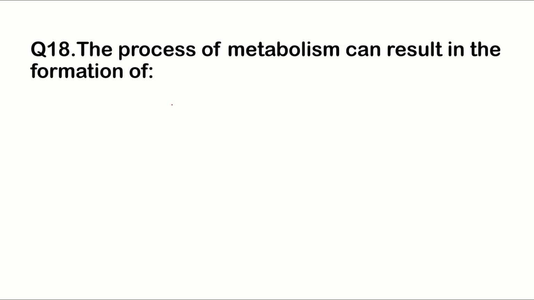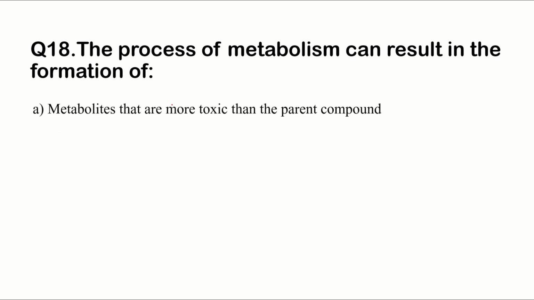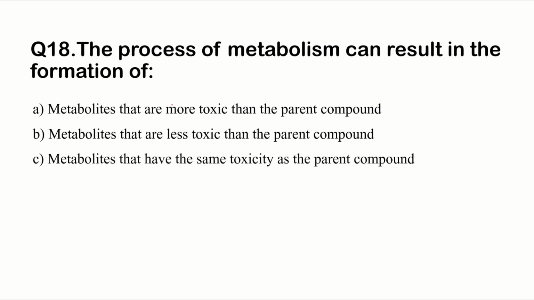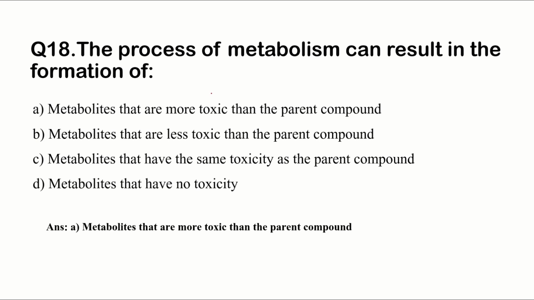Next, question number 18. The process of metabolism can result in the formation of metabolites that are more toxic than the parent compound, metabolites that are less toxic than the parent compound. Option number C, metabolites that have the same toxicity as the parent compound, and option number D, metabolites that have no toxicity. So the right answer here is option number A, metabolites that are more toxic than the parent compound.